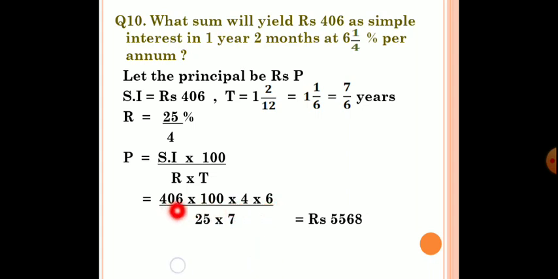So the equation will be 406 into 100 into 4 into 6 divided by 25 into 7. So solving this, my answer will be rupees 5568.